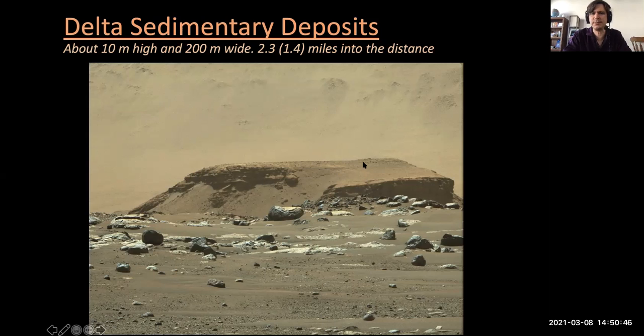This is about 10 meters tall and it's about 200 meters across. This foreground boulder right here is about 6 meters across and it's only about 130 feet away from the rover. But the actual, this huge deposit right here, this delta sedimentary deposit, that's a full 1.4 miles into the distance, which would be 2.3 kilometers.